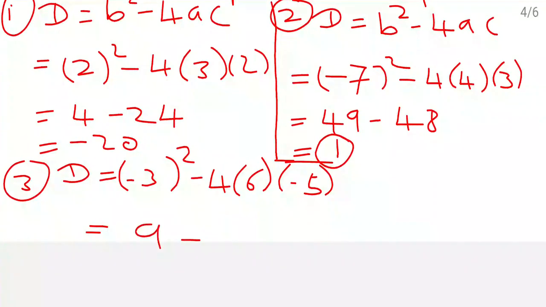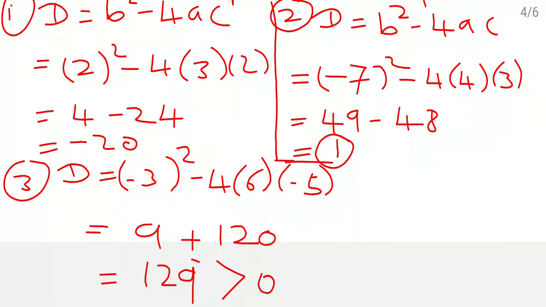This is 9 minus 4 sixes are 24, 24 and 5, it is 120. And this minus and minus became plus. So it is 129. See, 129 is greater than 0. And on top of that, 129 is not a perfect square. It means that your roots will be irrational.